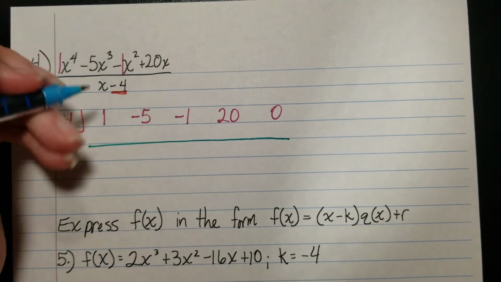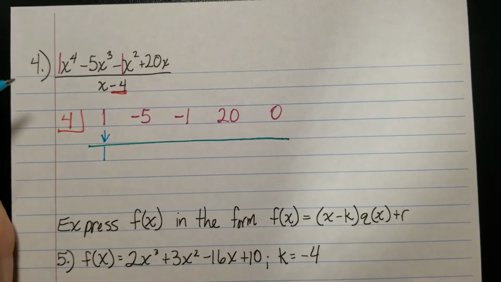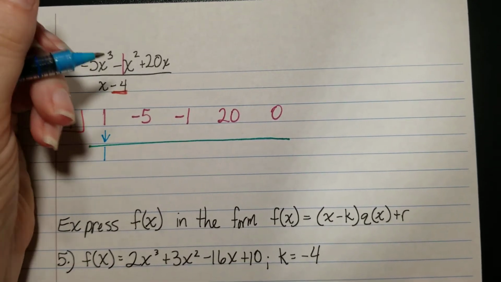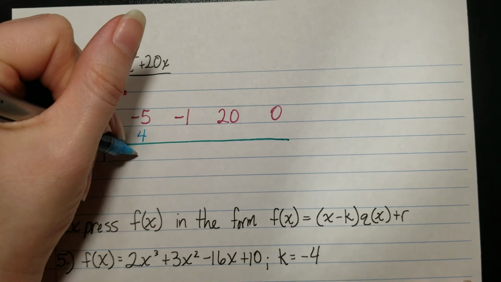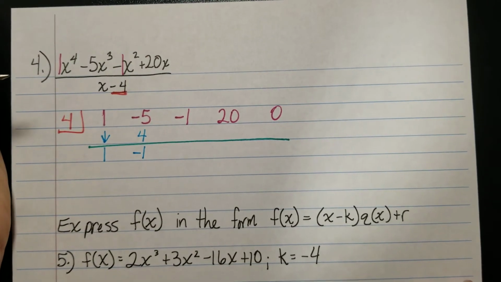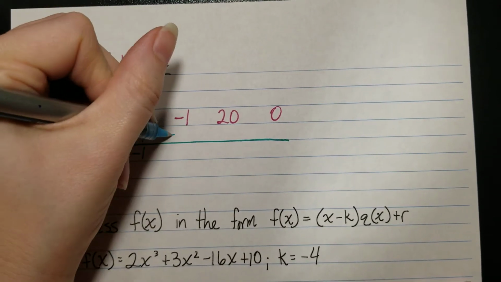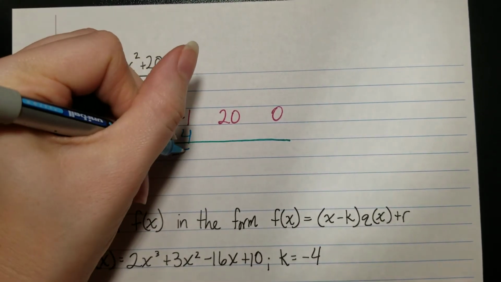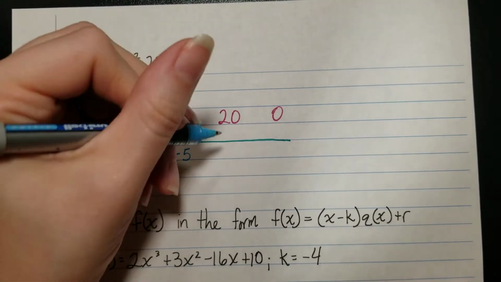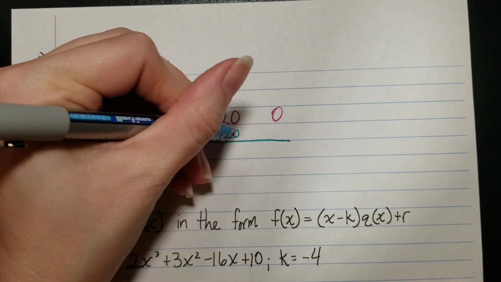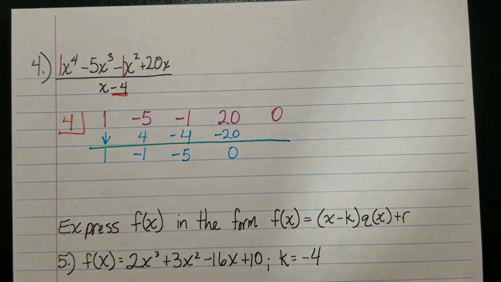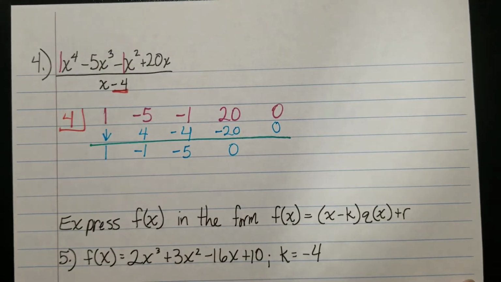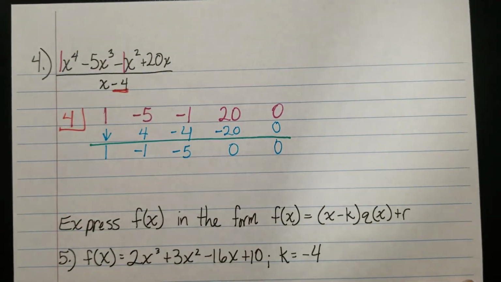All right, bring down the 1. 1 times 4 is 4. Negative 5 plus 4 is negative 1. Negative 1 times 4 is negative 4. Negative 1 minus 4 is negative 5. Negative 5 times 4 is negative 20. 20 minus 20 is 0. 0 times 4 is 0. 0 plus 0 is 0.